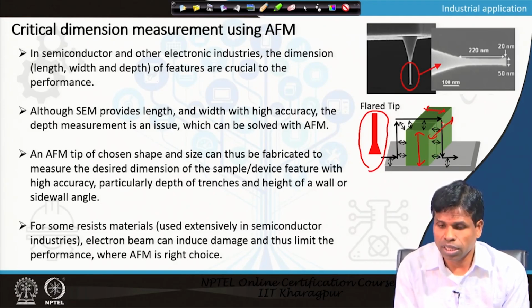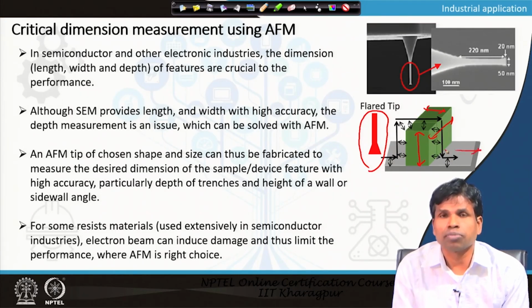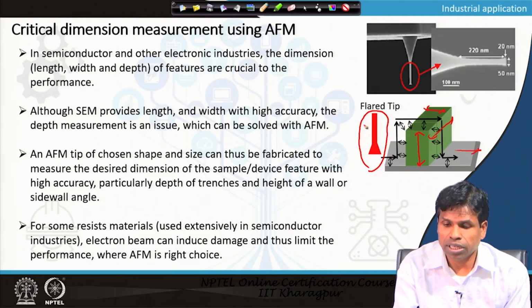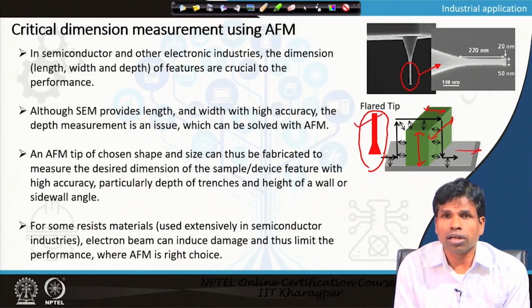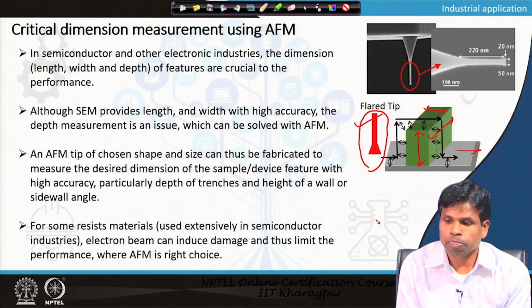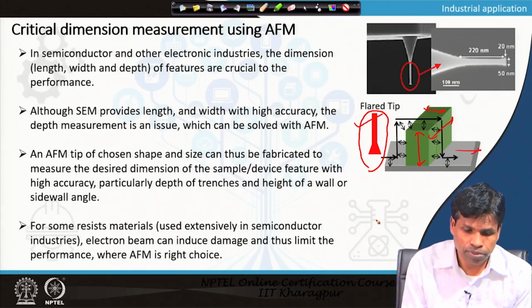Different sizes can be measured, because here it is done with a dynamic mode. So, the tip will come close to here and it will see a particular amplitude, and then accordingly the tip will position around the features and scan over the sample. So, by using a specially designed tip, one can measure the feature size accurately using AFM.